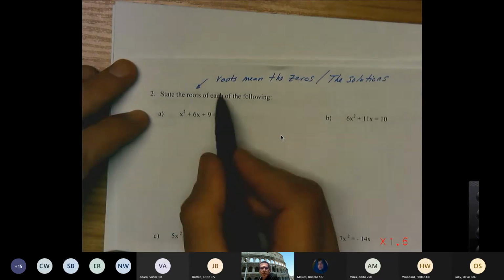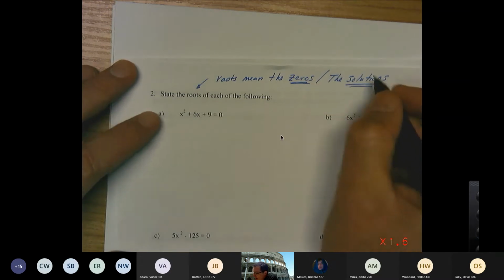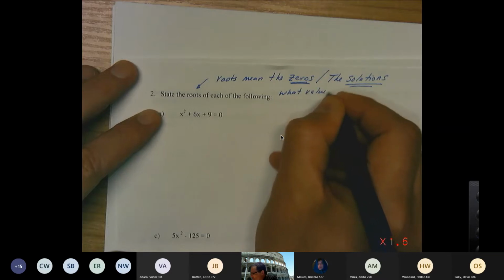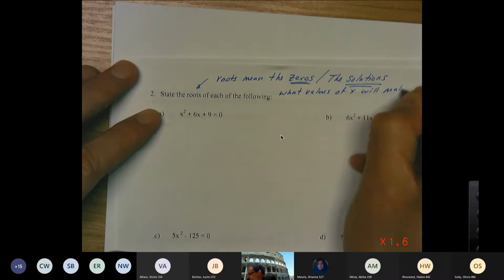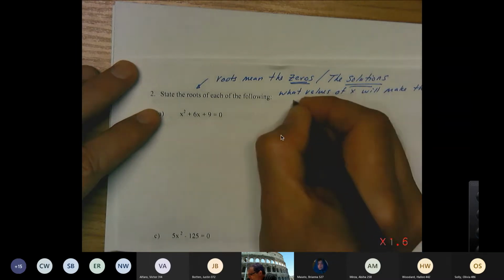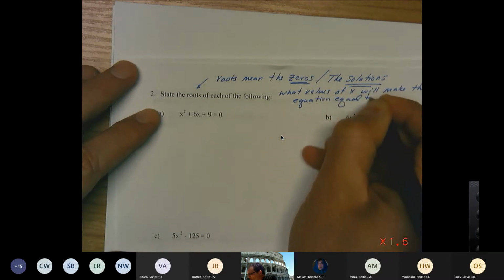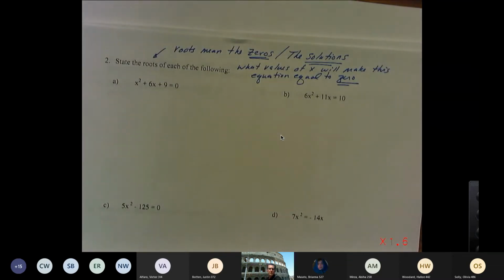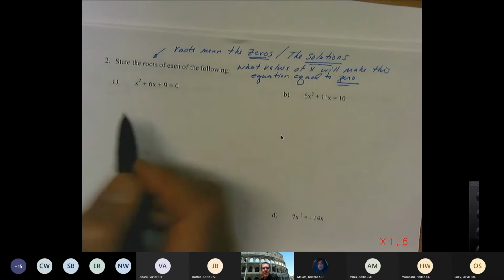So when I say roots, another word for that is zeros, another word for that is the solutions, and basically what it means is what values of x will make this equation equal to 0. That's basically what it says. So whenever you see the word roots, it means zeros, that means solutions, and basically it's saying what values of x is going to make this whole thing equal to 0.